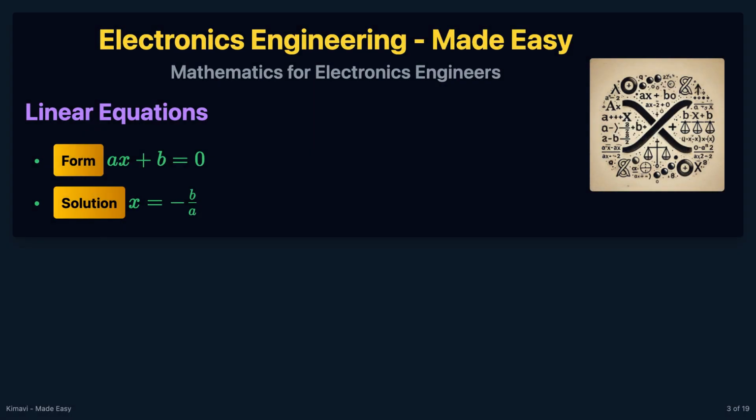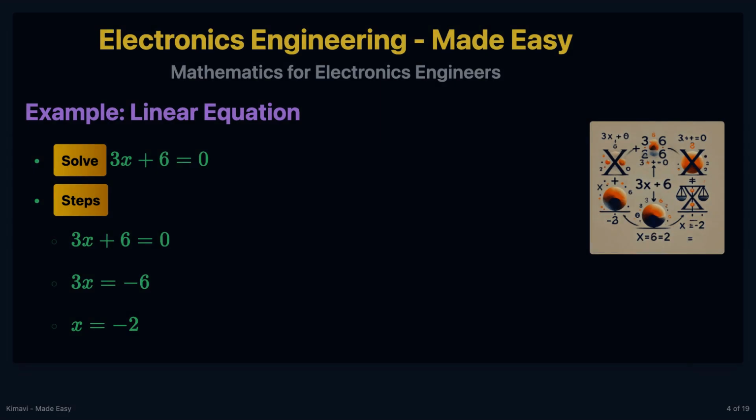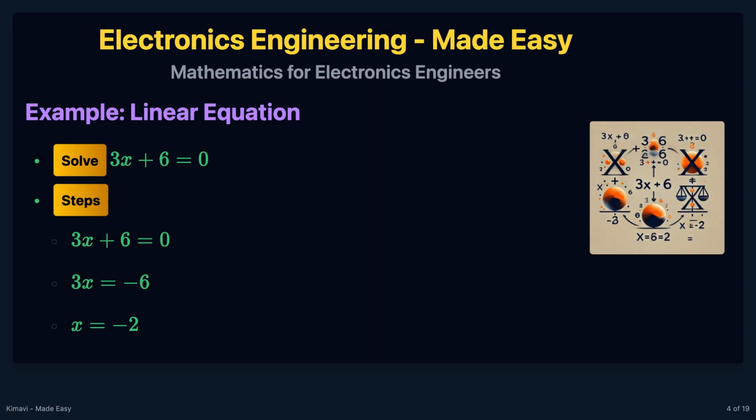Linear equations are equations of the first order. They are written in the form ax + b = 0, where a and b are constants. To solve for x, rearrange the equation as x = -b/a. Let's solve the equation 3x + 6 = 0. First, subtract 6 from both sides to get 3x = -6. Then divide both sides by 3 to find x = -2.